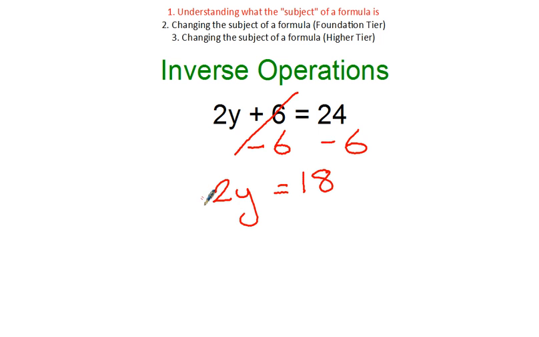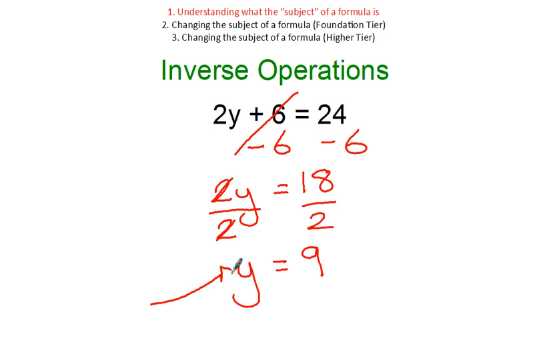This 2y means 2 multiplied by y, so the inverse of multiplication is divide, so I divide by 2, and again always do it to the other side as well. The 2's cancel and you're left with y is equal to 18 divided by 2, which is 9. Now this y here is the subject of the formula.